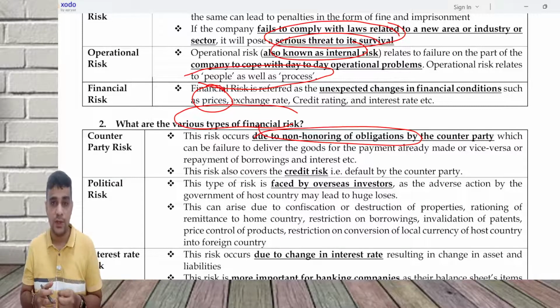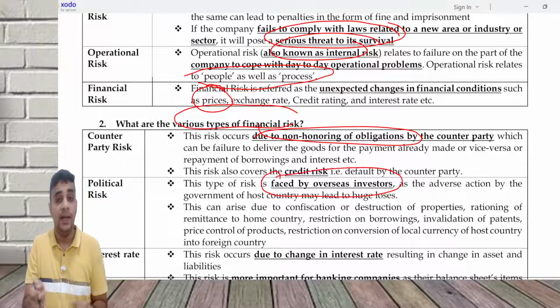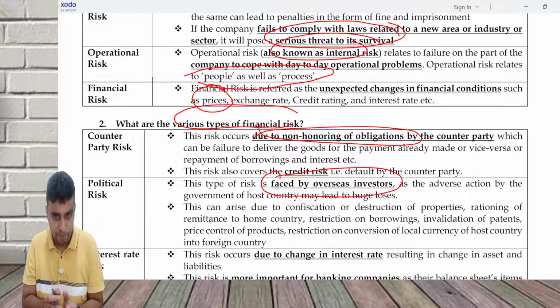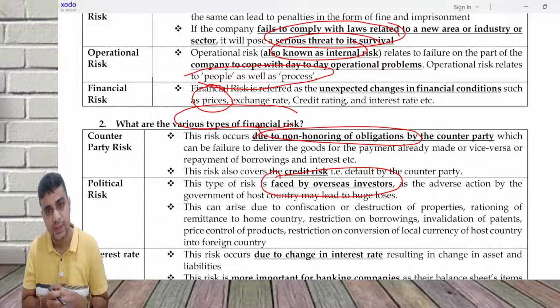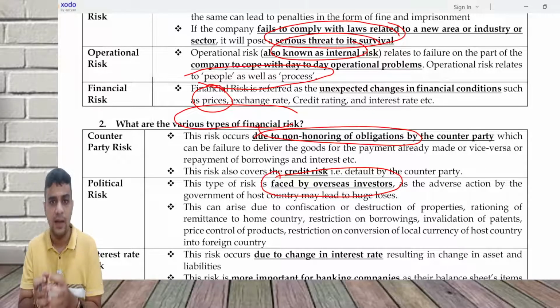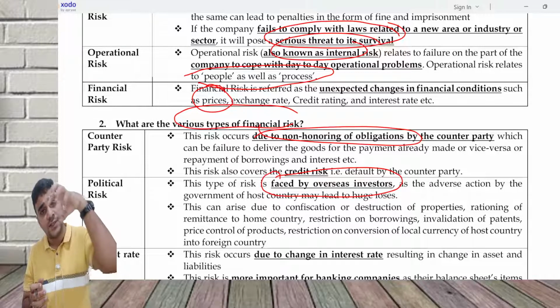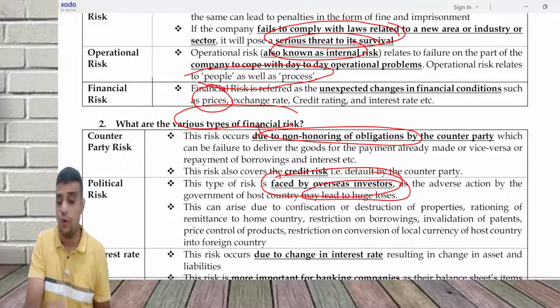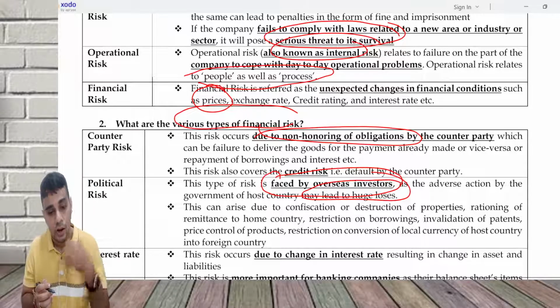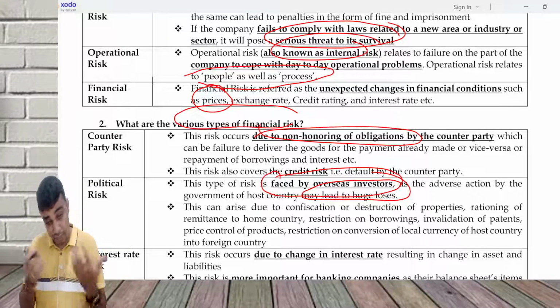Political risk. What is political risk? This is normally faced by overseas investors. In the current scheme of things, assume an Indian company has done certain investments in Israel or Palestine, where there's a warlike situation going on. So if you made some investment in those two countries, you're going to have huge losses, because there is a risk which is going on.